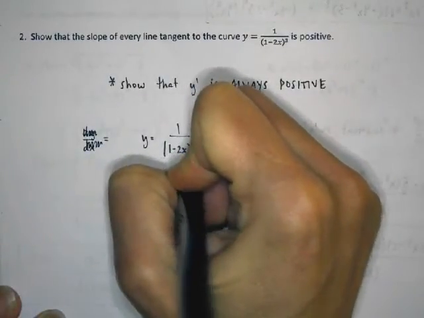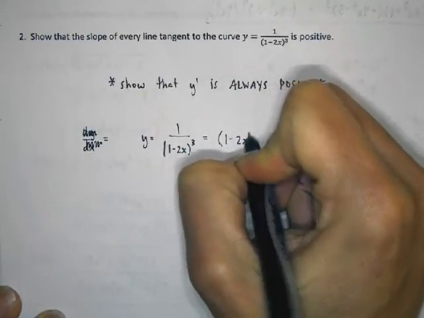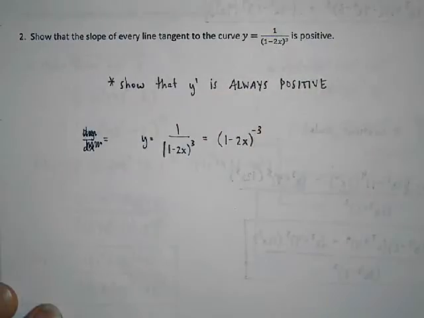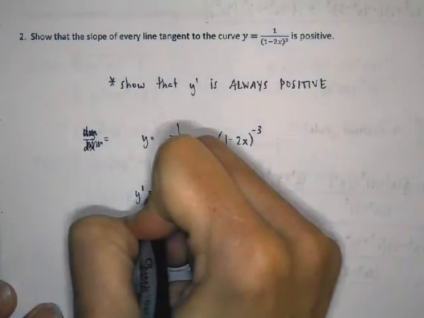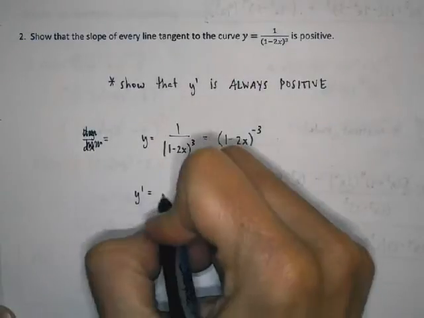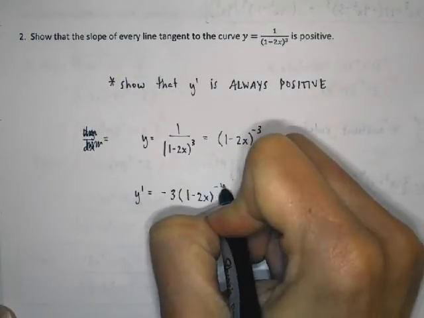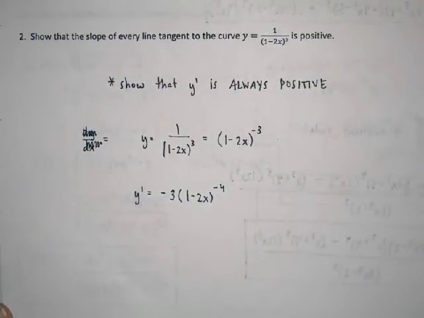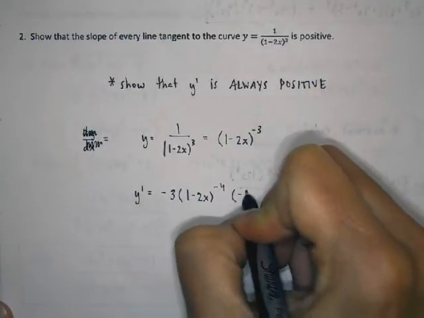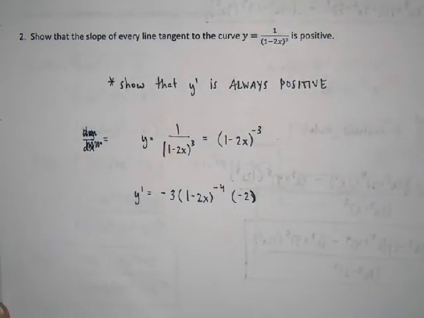Hopefully, I'm going to recognize that 1 over 1 minus 2x to the third power is the same as the function 1 minus 2x to the negative third power. And so now I can avoid that quotient rule. Okay, so now I have a chain rule problem. I'm going to do my power rule first. So I have negative 3 times 1 minus 2x to the negative fourth power. And then I'm going to multiply by the derivative of my inside function, which is negative 2.